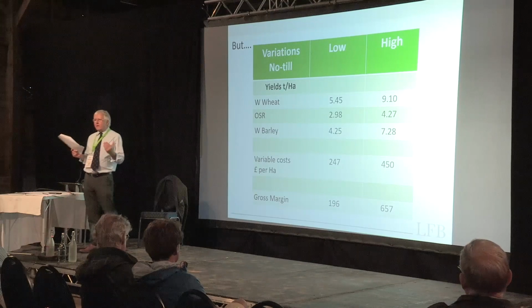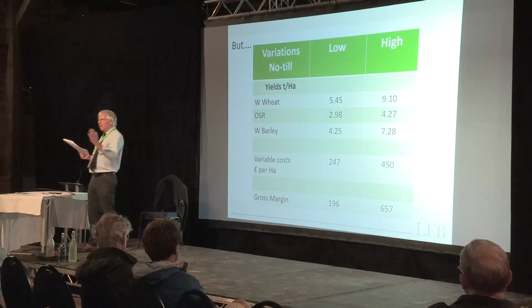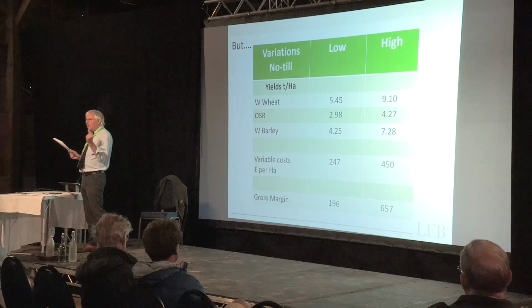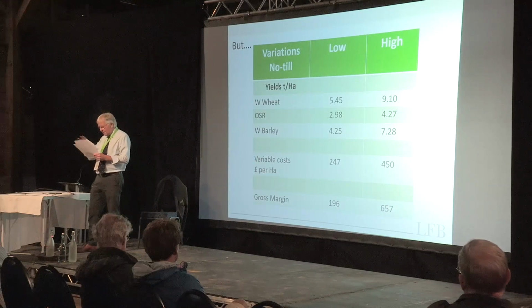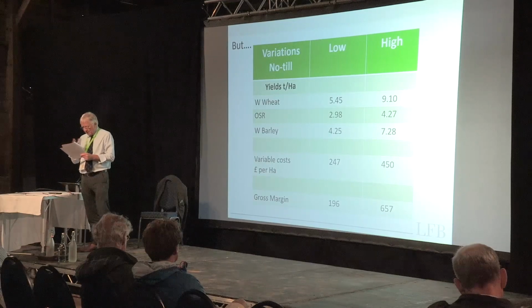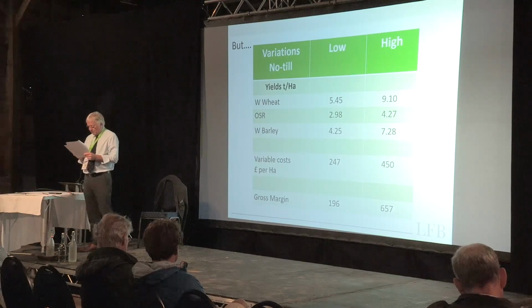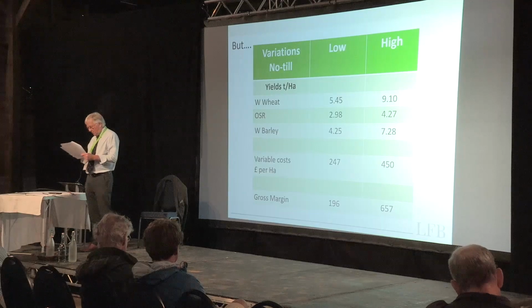So you can see that in the no-till, the actual wheat average wheat's range goes up to 9 tons a hectare. And so some interesting things are coming through. Oilseed rape difference, 3 up to 4. Winter barley, 4 up to 7.